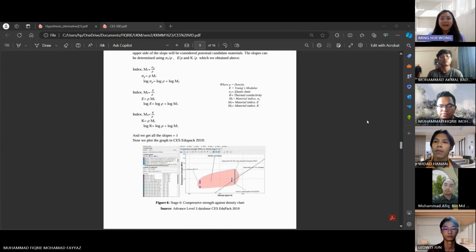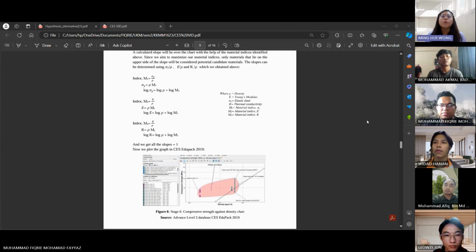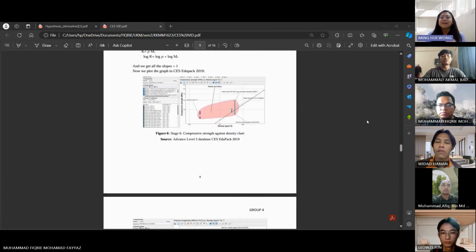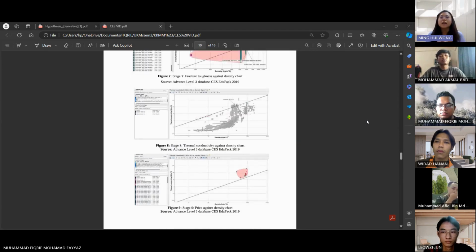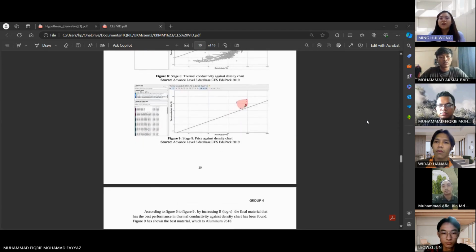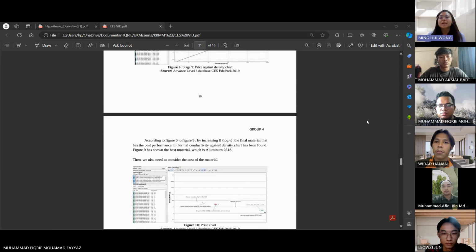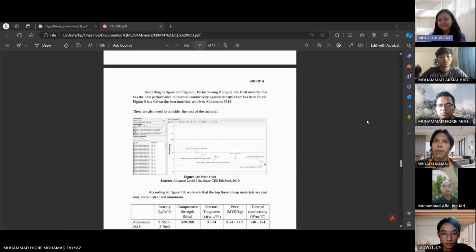During the ranking stage, we aim to maximize our material index using a slope of 1, considering only materials that lie above the slope as candidates. For further information and formula, you could refer to the report. After ranking the materials based on these criteria, we identify the top 3 ideal materials, which are aluminium, carbon steel, and cast iron. Finally, we choose aluminium 2618 as the final candidate.